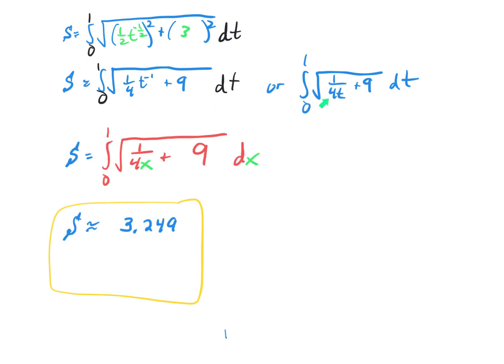When you enter that into your calculator, just go ahead and use x. Doesn't matter what the letter is, so we'll use the variable x, which is easier on our calculator. And the arc length, or the total distance the particle would travel, is roughly 3.249 units.